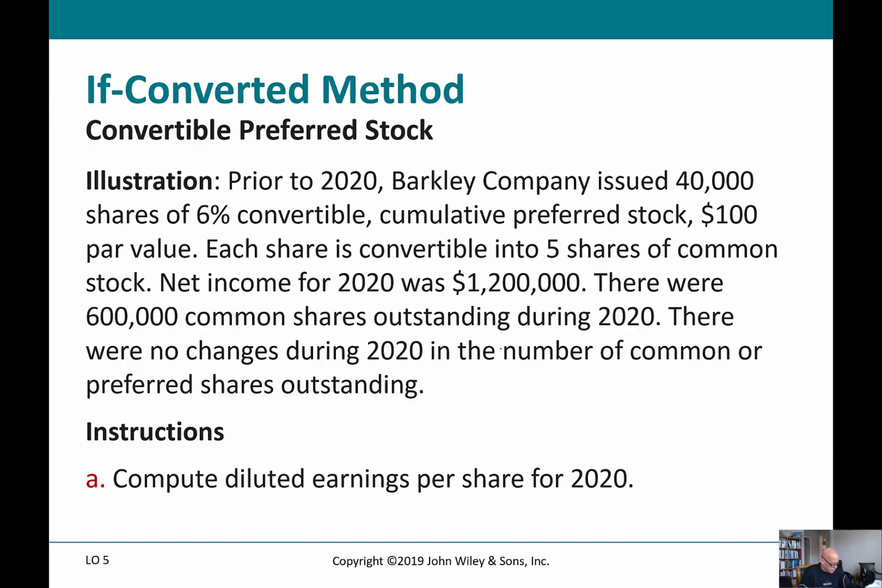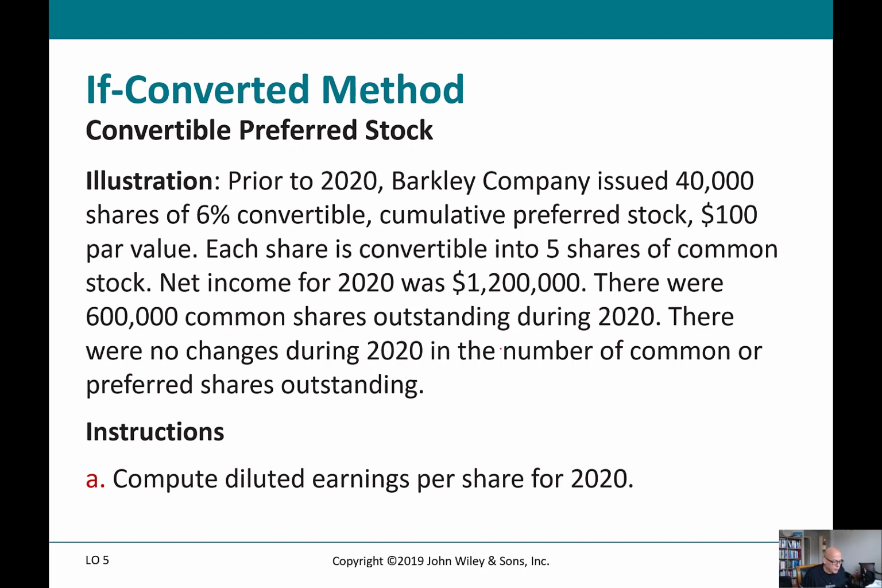So what happens? We have this illustration here. Barclay Company issued 40,000 shares of 6% convertible cumulative preferred stock, $100 par value. Each share is convertible into 5 shares of common stock. Net income for 2020 was $1.2 million. There were 600,000 common shares outstanding during 2020. There are no changes during 2020 in the number of common or preferred shares outstanding.